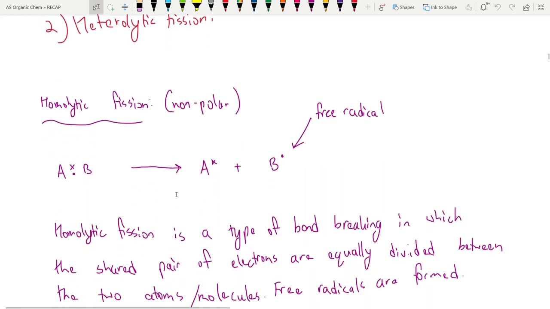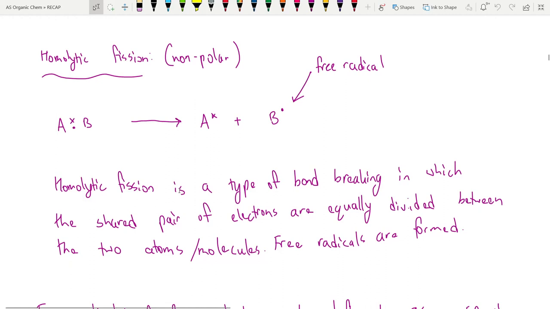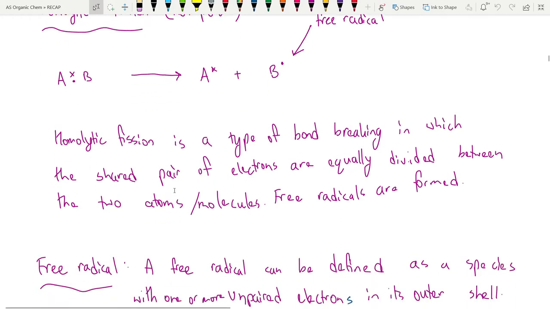Homolytic fission typically occurs in nonpolar compounds like bromine and chlorine. We get free radicals, right? The covalent bond breaks, and each atom takes its own electron back, basically. Homolytic fission is a type of bond breaking in which the shared pair of electrons is equally divided between the two atoms. Free radicals are formed, right?